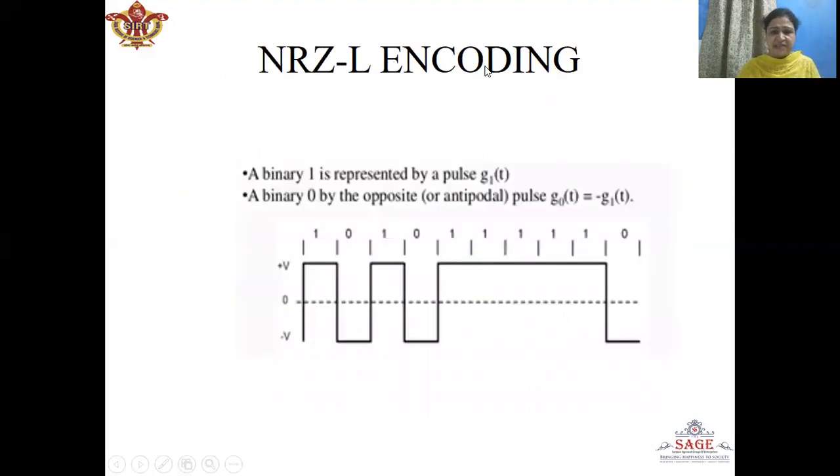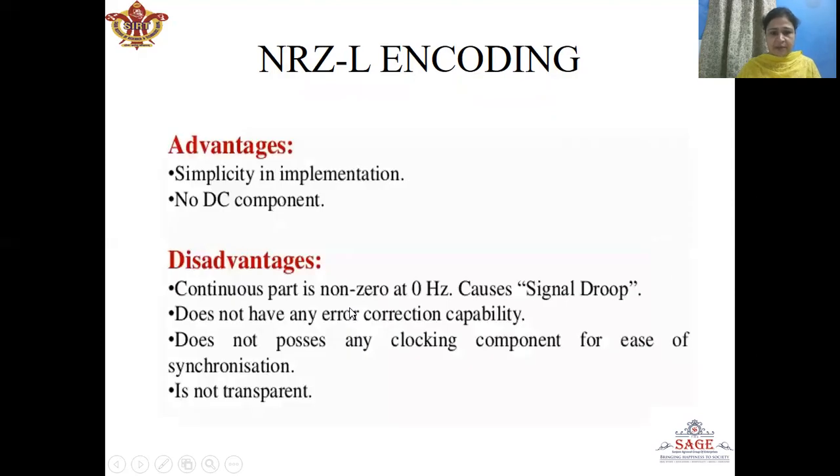Now, first we will see NRZ-L encoding. Here, binary 1 is represented by high voltage plus V, and binary 0 is represented by low voltage, negative voltage minus V. So here bits are represented by levels plus V and minus V. The advantage is it is simple to implement. It has no DC component because two polarities are used, positive and negative. The disadvantage is that it does not have self-synchronization capability, nor does it have an error correction capability. And long strings of ones or zeros cause a synchronization problem.